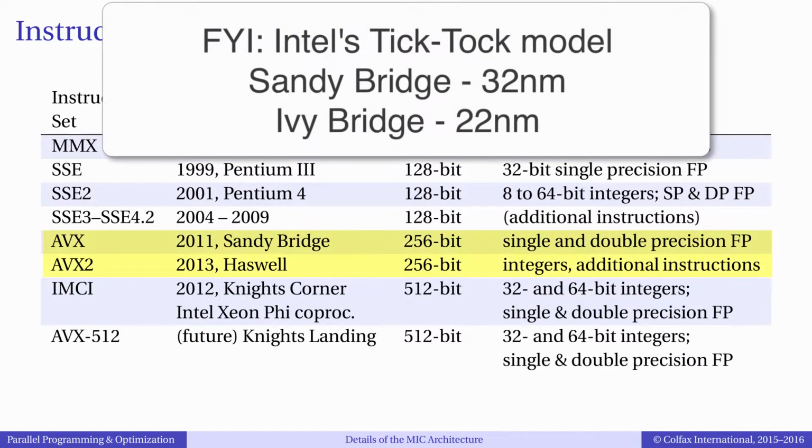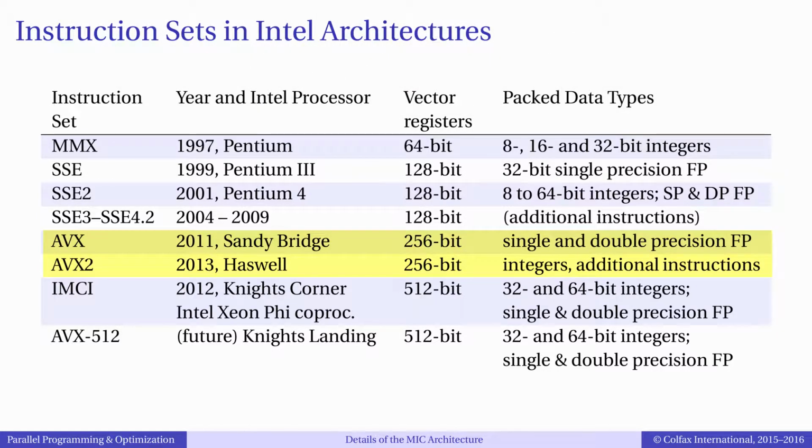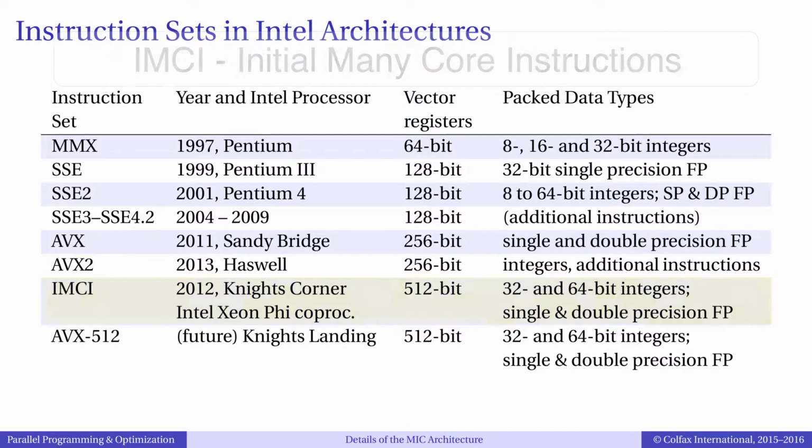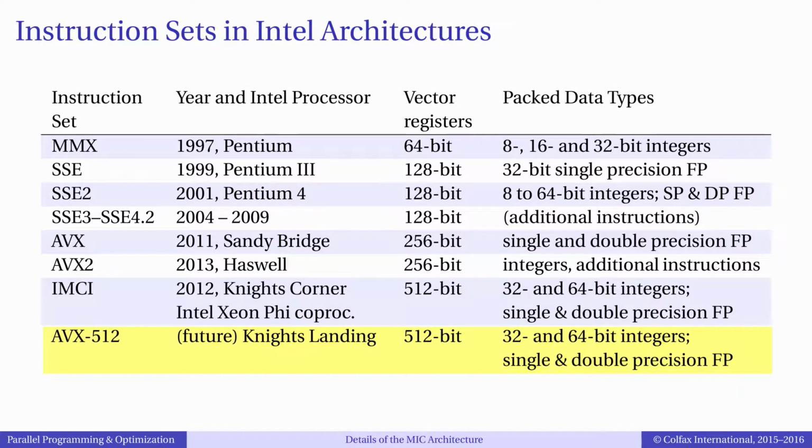Modern Intel Xeon processors based on Ivy Bridge and Haswell architectures support 256-bit wide vector registers in AVX and AVX2 instruction sets. First-generation Xeon Phi coprocessors support 512-bit wide vector registers. The instruction set in Xeon Phi based on the Knight's Corner chip is called IMCI, which stands for Initial Many-Core Instructions. It has been announced that the second generation of Xeon Phi based on the Knight's Landing chip will also have 512-bit wide vector registers, but will use a different instruction set called AVX512.